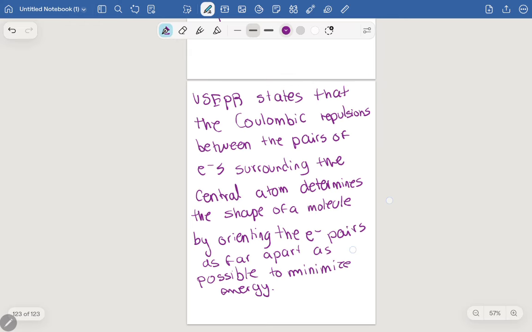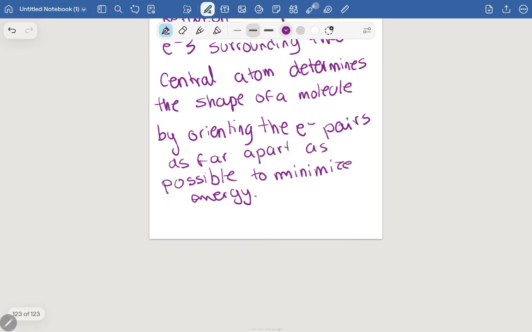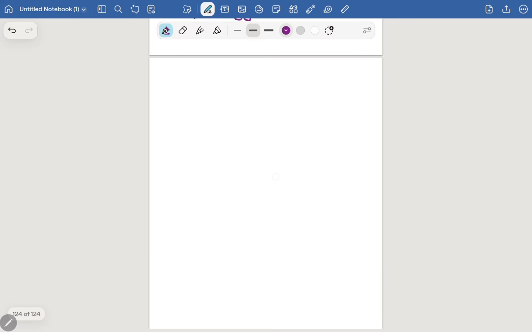So basically, if they asked you in the exam to state the VSEPR theory, you would say that the Coulombic repulsions between the pairs of electrons surrounding the central atom determine the shape of a molecule by orienting the electron pairs as far apart as possible to minimize energy. Now, actually, let's take a very nice and easy example of that.